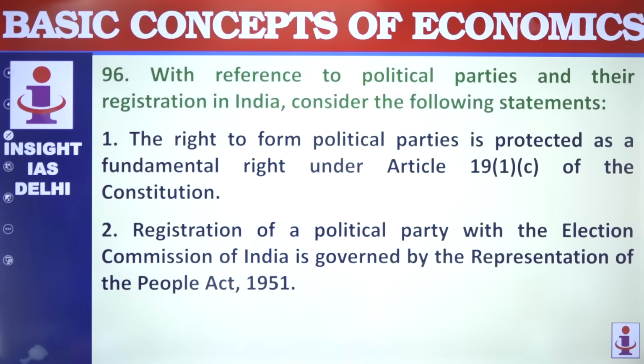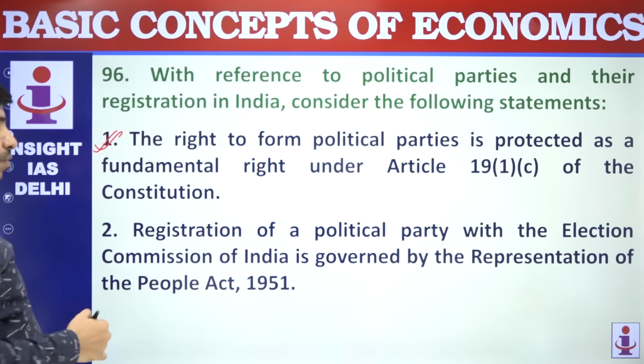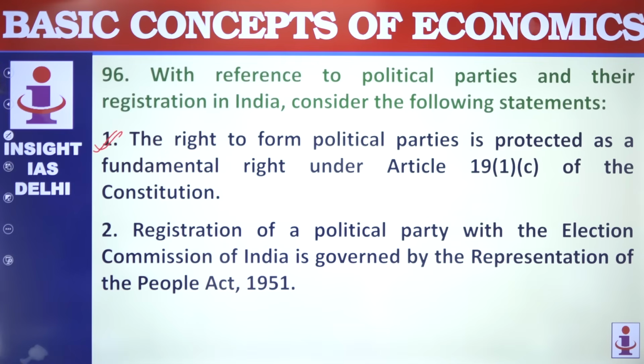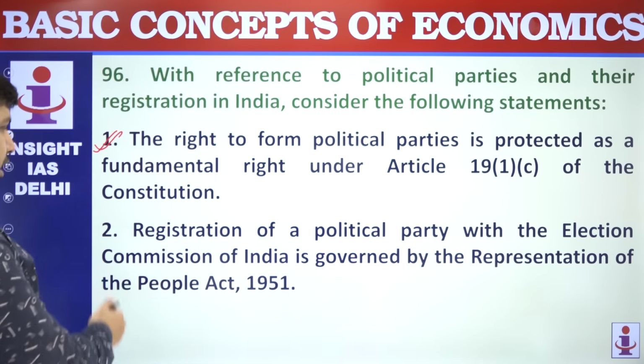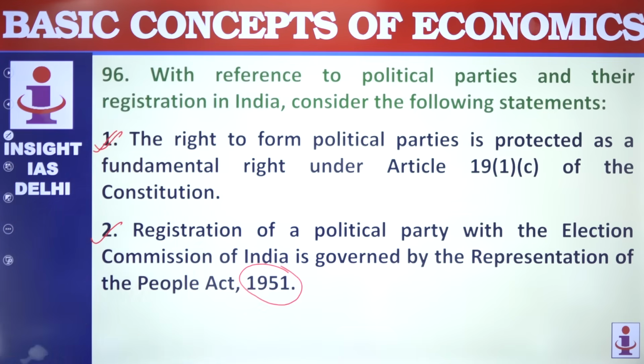Political parties registration. The right to form political parties protected under Article 91C. Yes, we can say the right to form parties and associations is covered under Article 19(1). Registration of political party with the Election Commission is governed by RPA Act 1951. Yes, this is also correct.